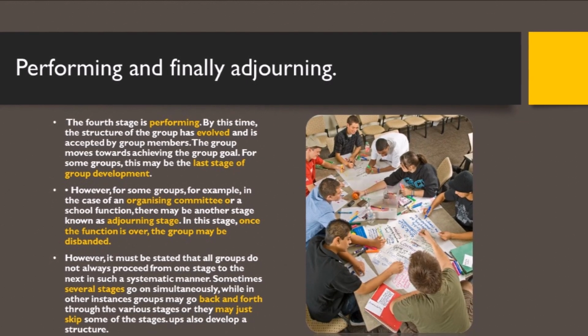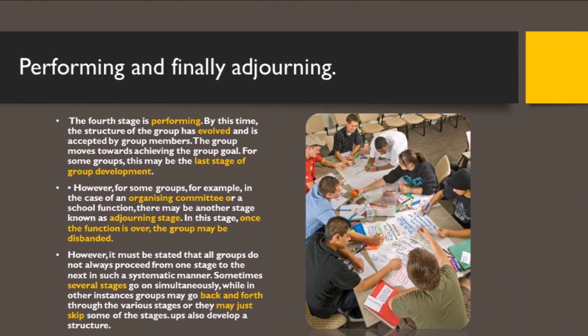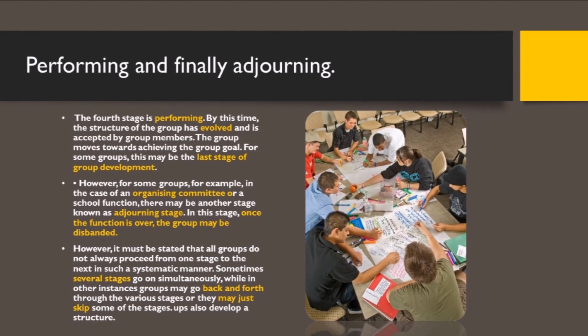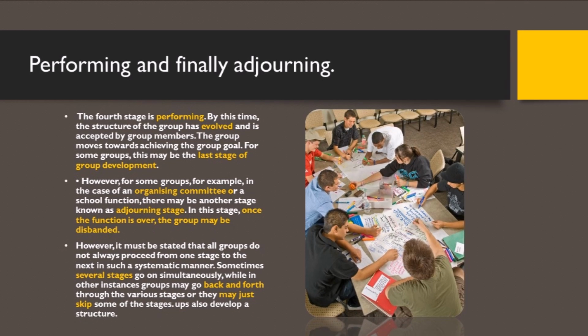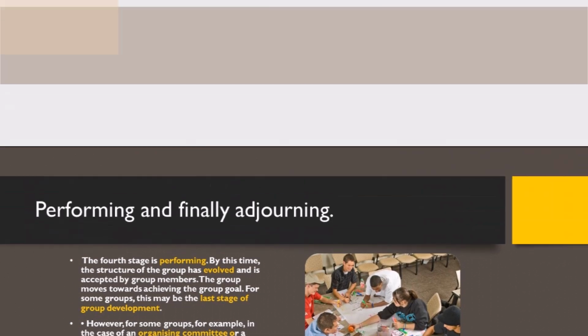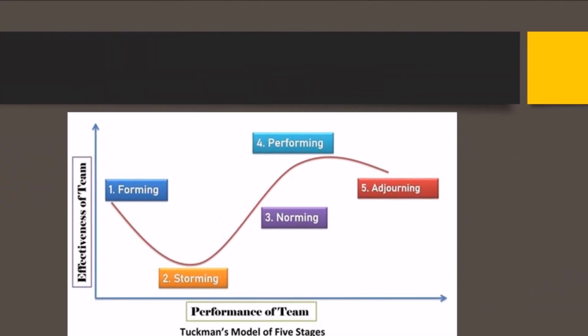5. Adjourning. For some groups, especially those with a specific end goal like a committee, there's an additional stage called adjourning. Once the goal is achieved, the group may disband. It's important to note that not all groups follow this sequence perfectly. Some may skip stages or move back and forth.